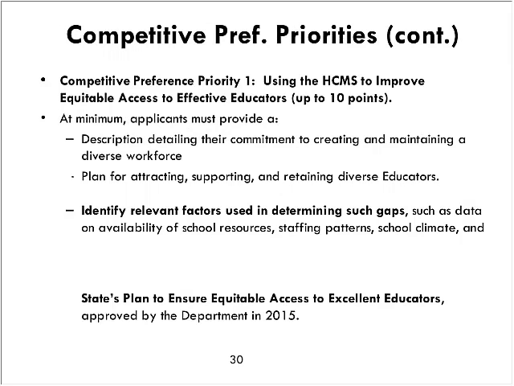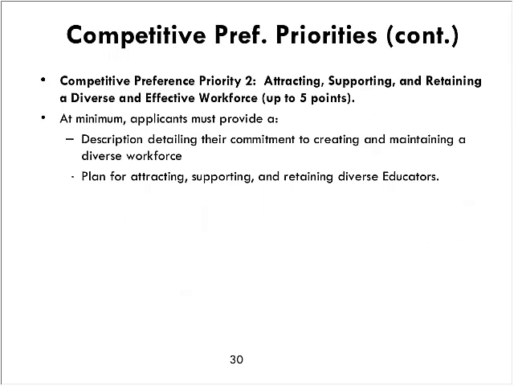And then the second competitive preference priority really focuses on attracting, supporting, and retaining a diverse and effective workforce. So at a minimum, we want you to be able to provide a description that details your commitment to creating such a space, and then also your plan for attracting, supporting, and retaining diverse educators. Again, it's important to note that no applicant is required to apply for the competitive preference priorities, but the 15 points is a pretty significant chunk of additional points to be able to support the application. So we would strongly encourage applicants to consider what they can do in these two respects.